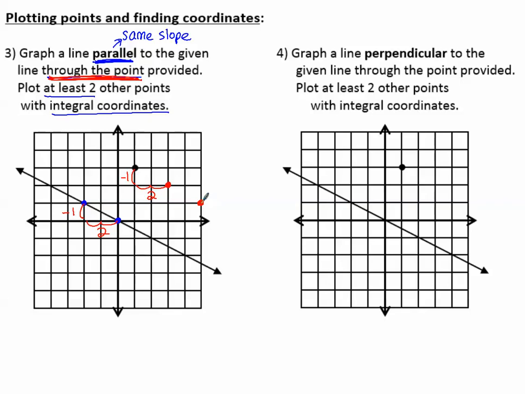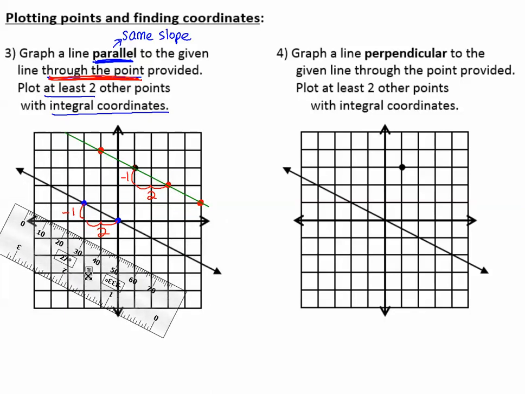But if I run out of room or need more points, I could go backwards. Backwards of down 1 is up 1, backwards of right 2 is left 2, and then I find another point. I can always check by grabbing my ruler and making sure that the points line up. I could also grab my ruler to make sure that the lines are parallel. So once I have my ruler, using my straight edge, I can graph that line that would be on the line that's parallel to that given line.